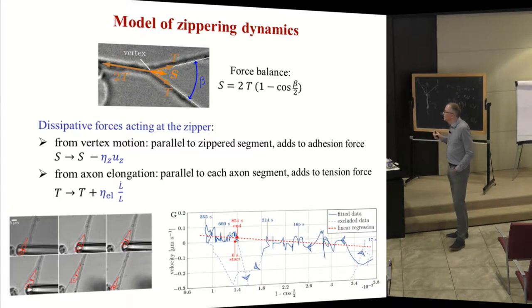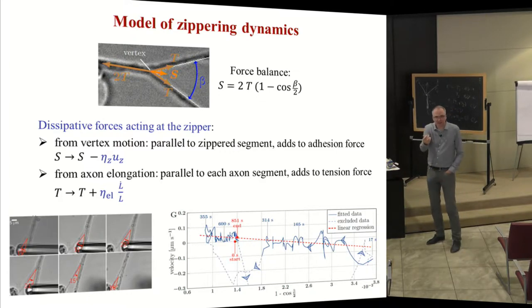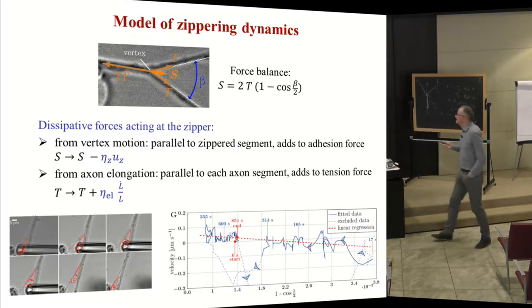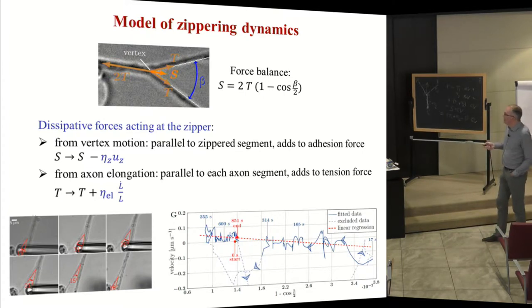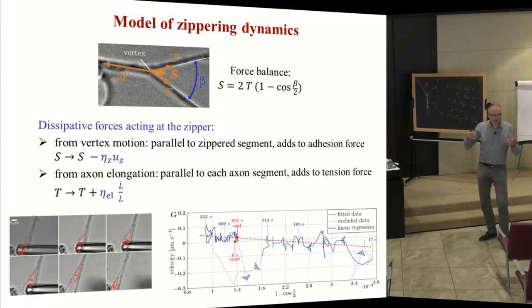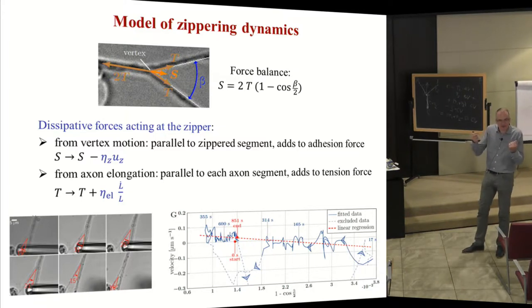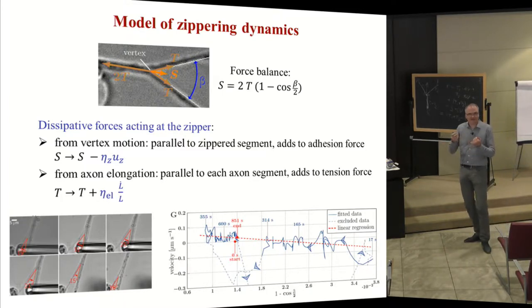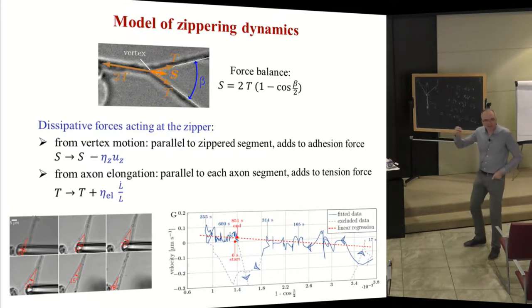And actually, we considered several mechanisms of the energy dissipation when the zipper is moving, okay, and two of them can be formulated quite simply. There you expect in general when the axon is elongating, okay, some viscous contribution from that will be proportional to the strain rate, okay, of the axon elongation, and it's clear that this force will be acting along the direction of the axon, okay, so you can then do a dynamical correction to the tension if you have a moving situation, okay, and change the value of the tension depending on the strain rate.